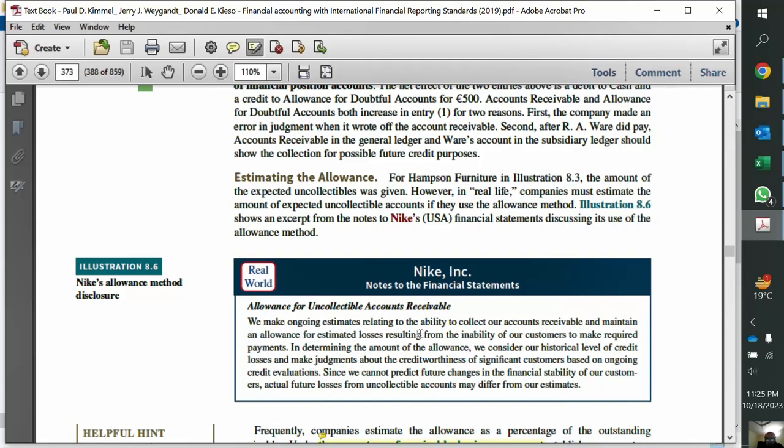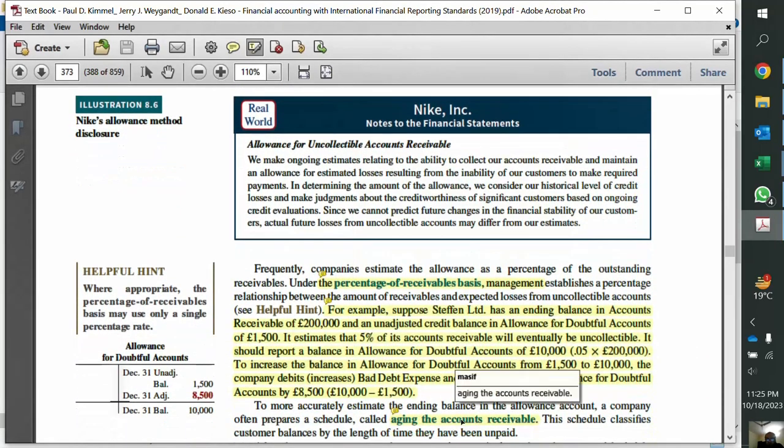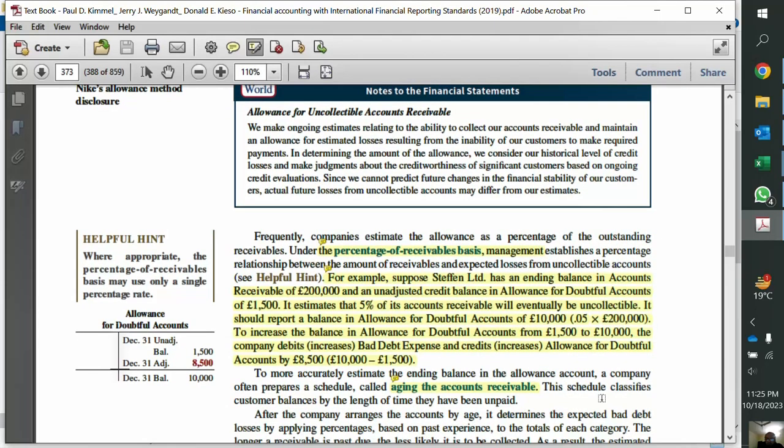Now, what should be the amount of this entry? For fixing the amount of this entry, there are mainly two methods academically which are usually discussed in the course books, textbooks, but our textbook only discusses one method. So let us discuss this method. Frequently the companies estimate the allowance on a percentage of receivable basis.